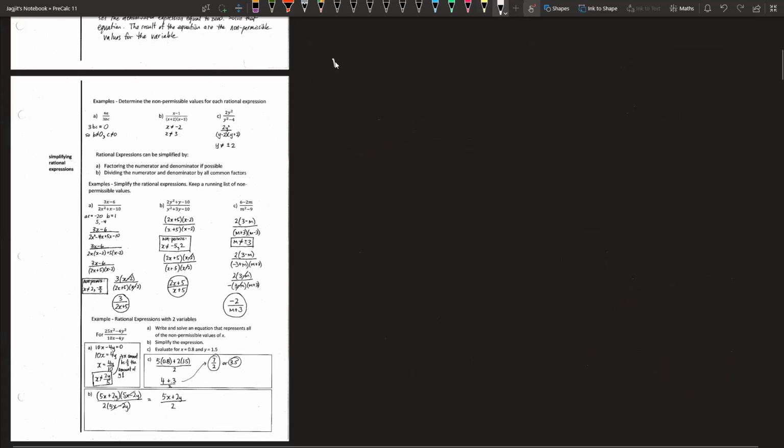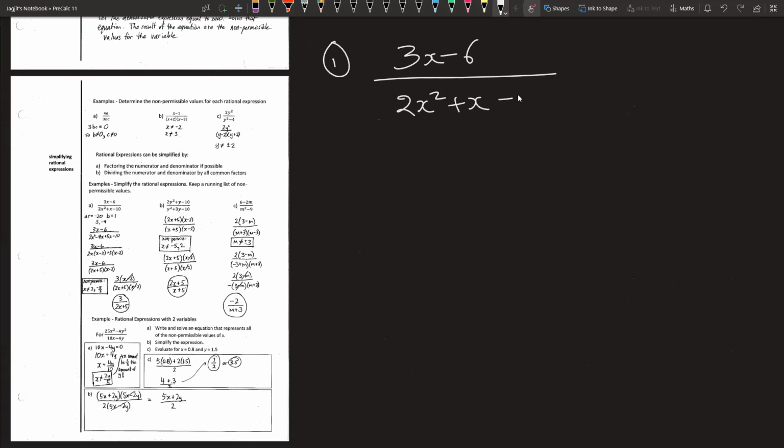Okay, let me give you an example now. We've got 3x minus 6 at the top, and at the bottom we have 2x squared plus x minus 10. Question says, simplify this and write the non-permissible values. Guys, whenever you get a question like this, what you want to do is you want to factor everything fully. At the top, I have 3x minus 6. How can I factor that? What can I factor out of those two terms?